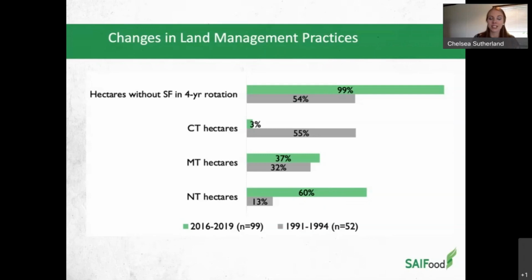Conventional tillage decreased from 55 to only 3% of hectares, while minimum till management increased from 32 to 37%, and no-till increased from 13 to 60% of hectares. So just in this 25-year time period, we saw some huge changes in farmers' management practices.